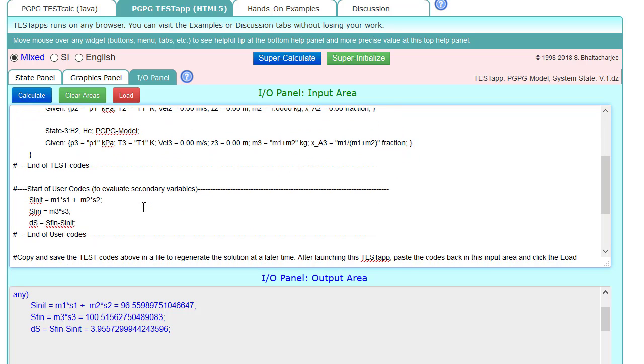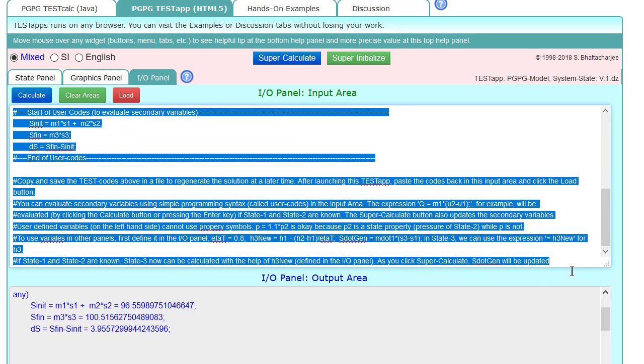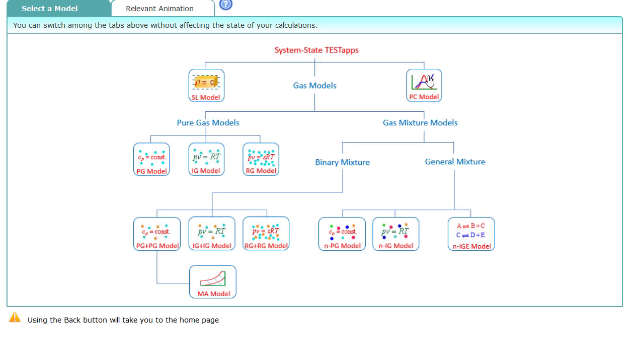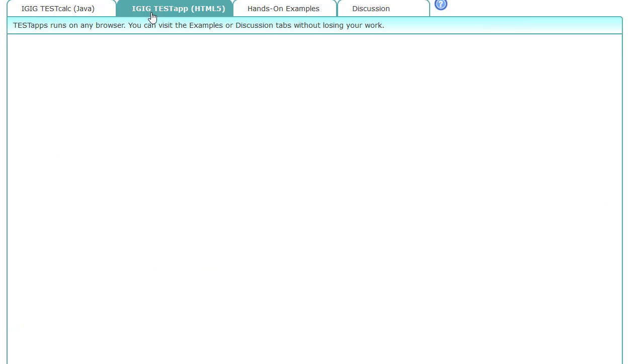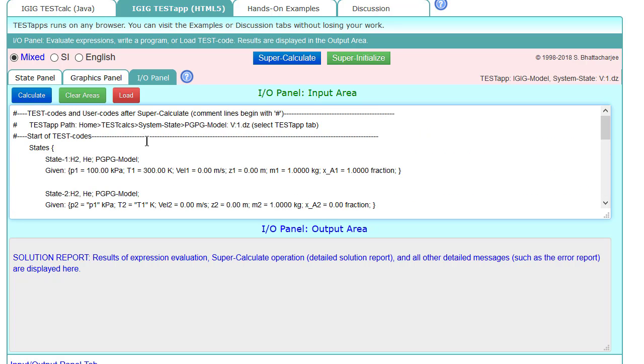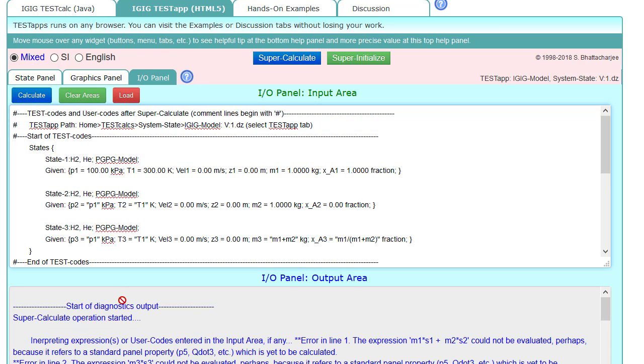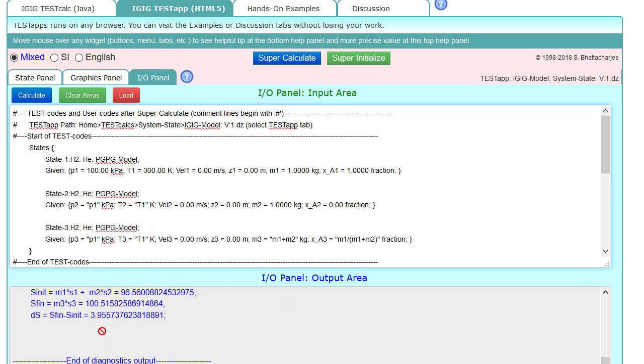Since there's no temperature difference we could actually also use the binary IG model. And how you would do that is either redo all the steps we just did, or you can copy and paste all this code, Control C, and then go to the system states IG plus IG model, and then just go straight to the I/O panel and paste that code in, and then you hit load, super calculate, and then down here you can see that again we got 3.955 for the change in entropy with the helium, so we get the same answer.